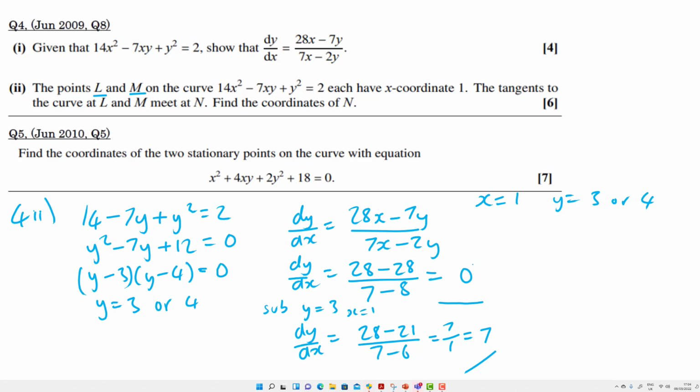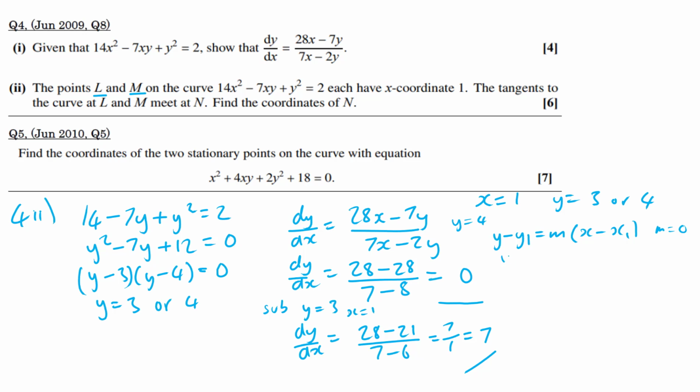So for this one, let's see. Well, if we're going to use y minus y1 equals m(x minus x1). Now, if m is 0, because that's the gradient of 1, what's going to happen here? 0 times all that is 0, and y minus y1, and y1 is, right, let's just say y was 4 here. So that means y minus 4 equals 0. So that line is actually the line y equals 4.